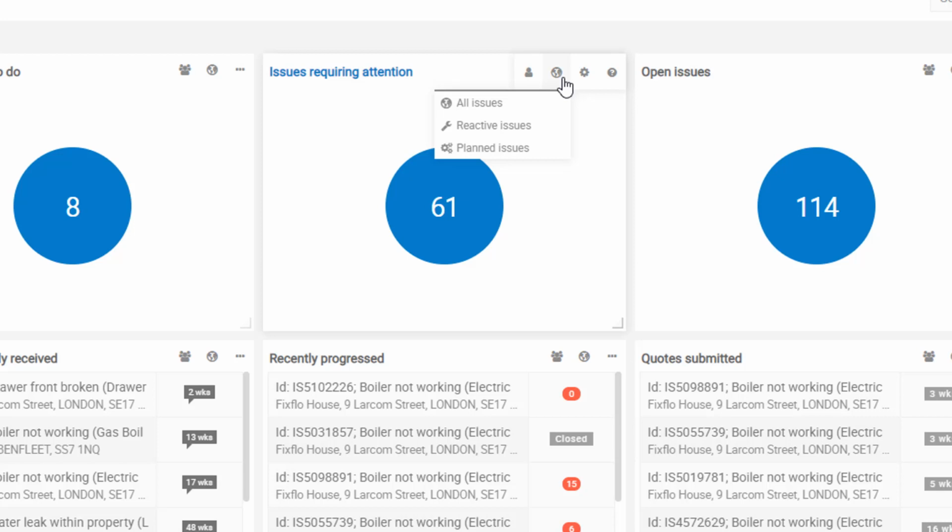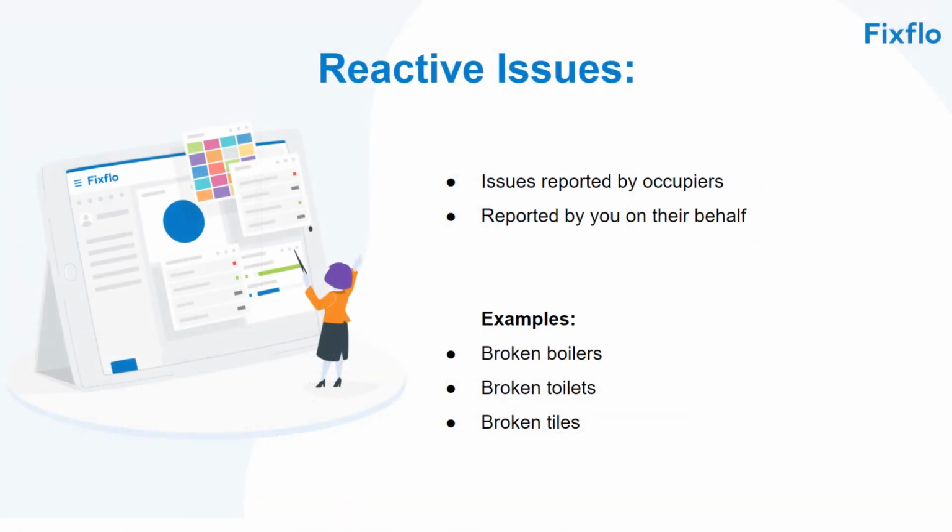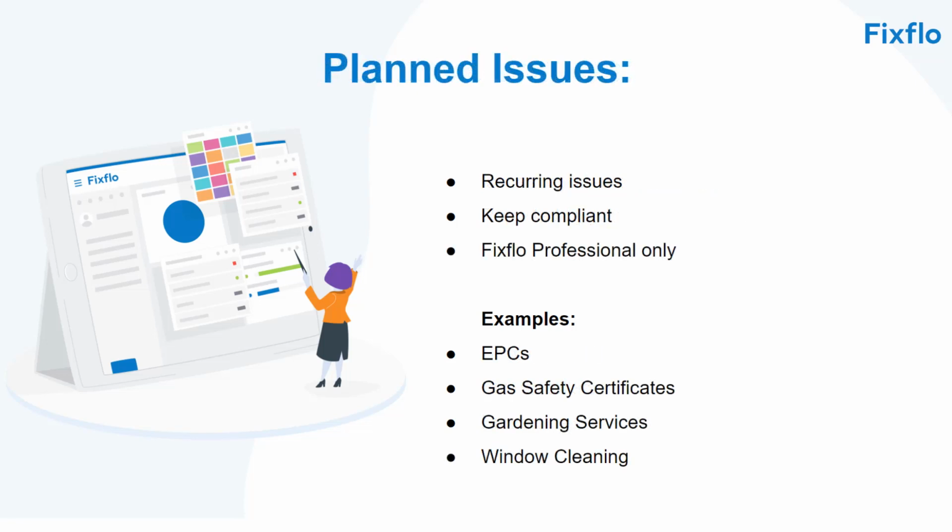Reactive jobs are those which occupiers have reported, or perhaps you've reported them on their behalf. For example, broken boilers, broken toilets, or broken tiles. Planned works includes EPCs, gas safety certificates, gardening services, and window cleaning. These are recurring issues which you can set up using the Planned Maintenance tool, which sits on your left-hand menu sidebar. This feature allows you to set up these recurring events, helping you to keep compliant.